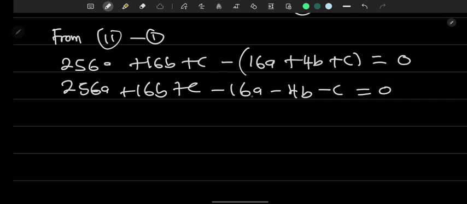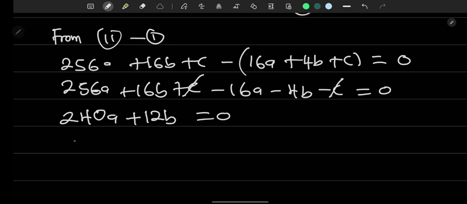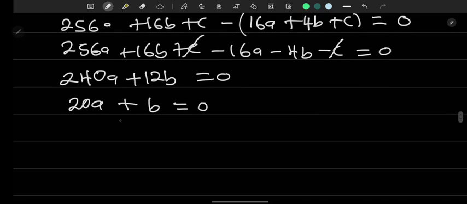Okay, so 256 minus 16, that's 240a. 16b minus 4b, that's plus 12b. Then c cancels, and this equals 0. And of course, we can divide both sides by 12 here. So 240 divided by 12 is 20. So this is 20a plus b equals 0. Okay, so by implication, b equals minus 20a. Let's call this equation 5.